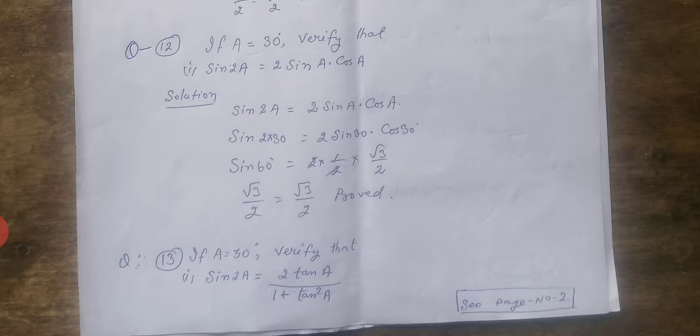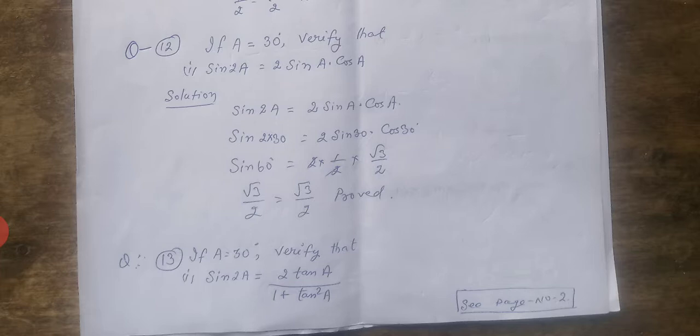It means here sin 60 degree is equal to 2 into 1 by 2 into root 3 by 2. Here 2 cancels. Sin 60 degree is equal to root 3 by 2, as we know, is equal to root 3 by 2. This is proved. LHS is equal to RHS.